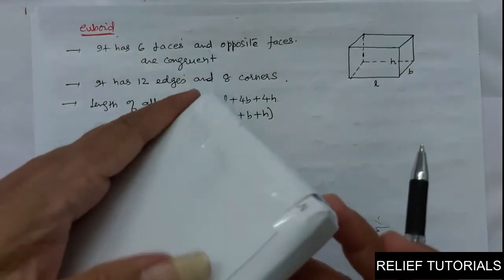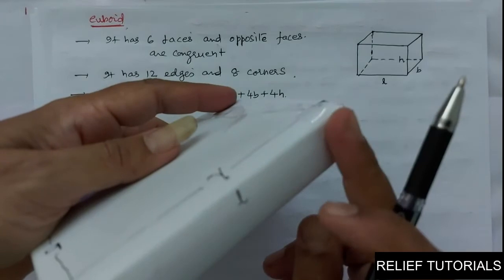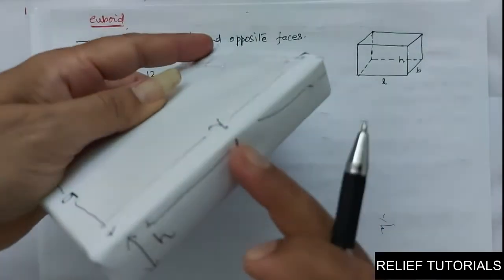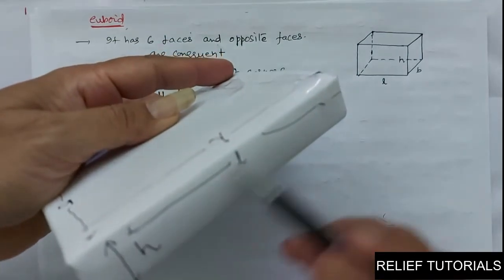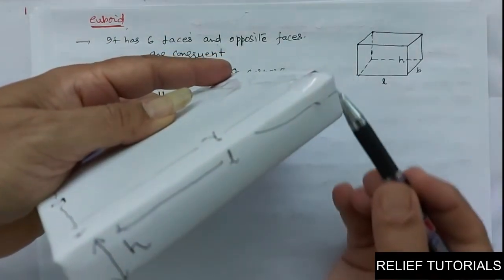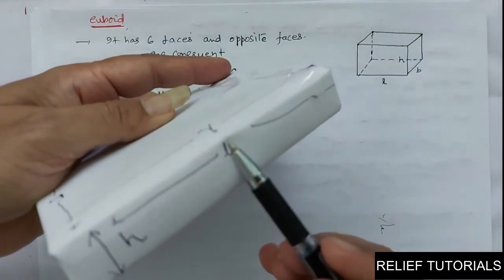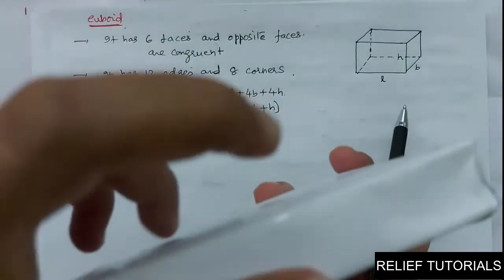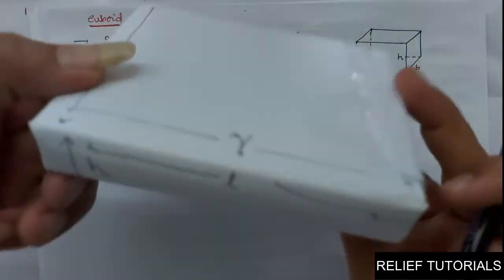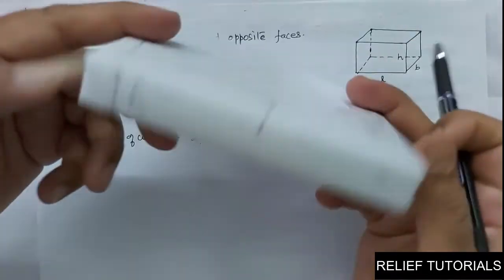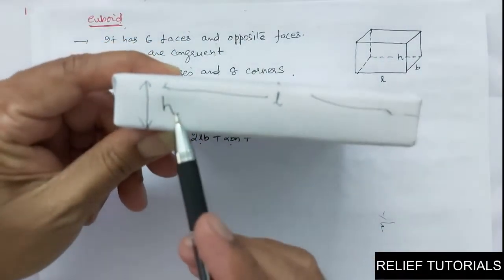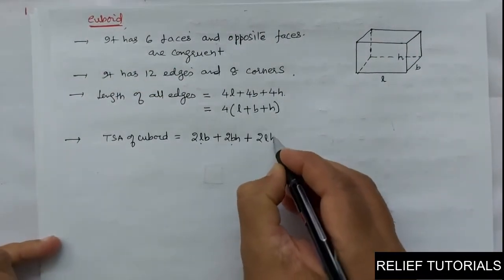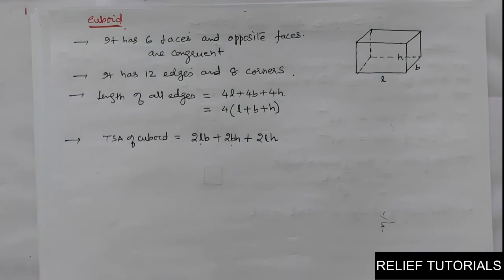Again, this face is left. Area of this face: this is length, this is also length. This is a rectangular face, so the area of this face is length into height. This also is length into height, because these two are congruent faces. So plus 2LH. See how to remember. Have you got it, friends?